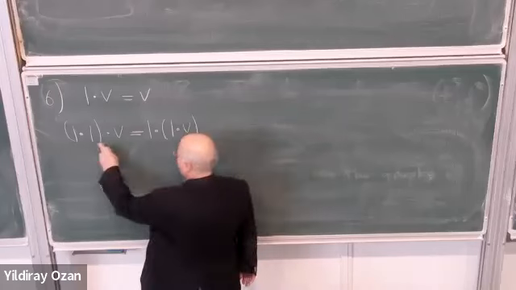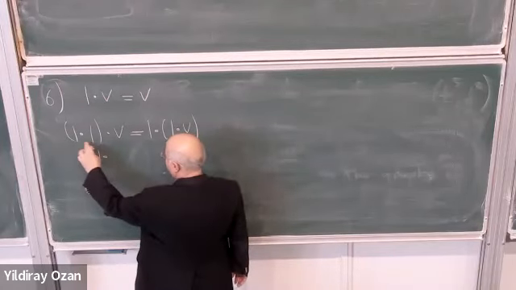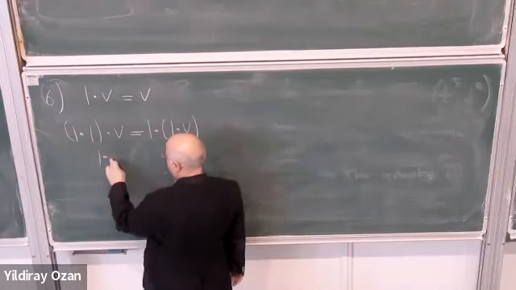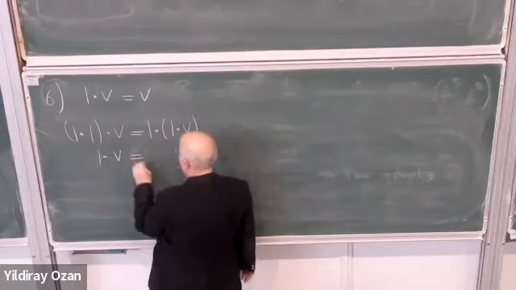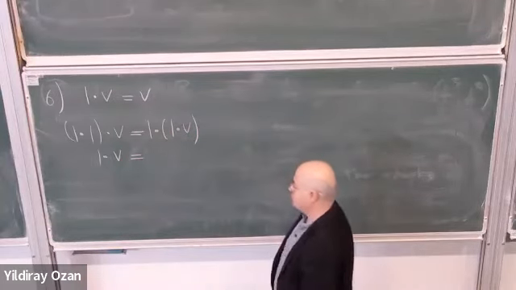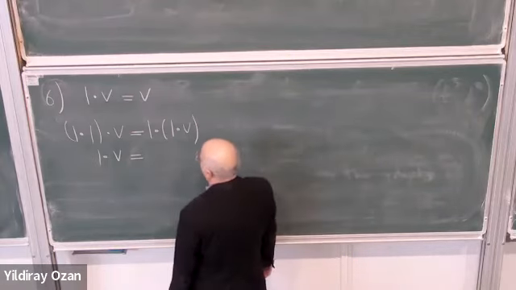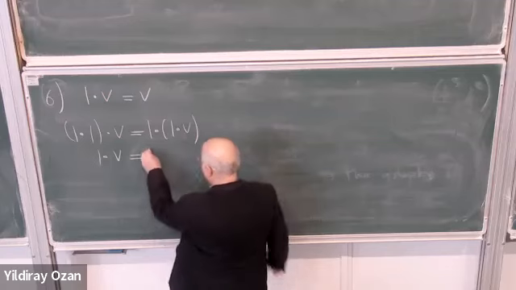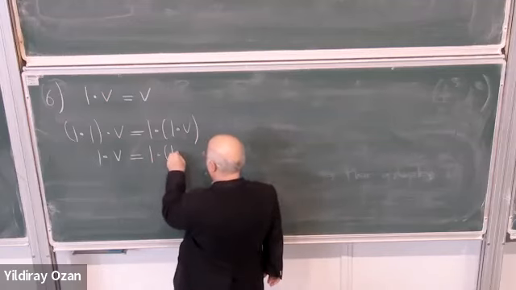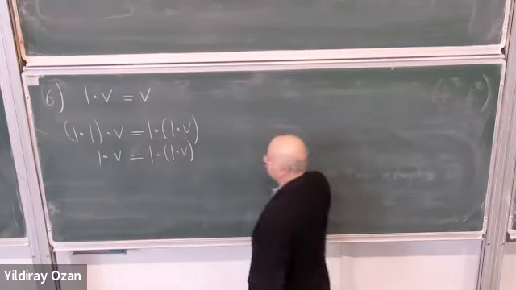So 1 times 1 in the field K is just 1. And this is 1 times 2.